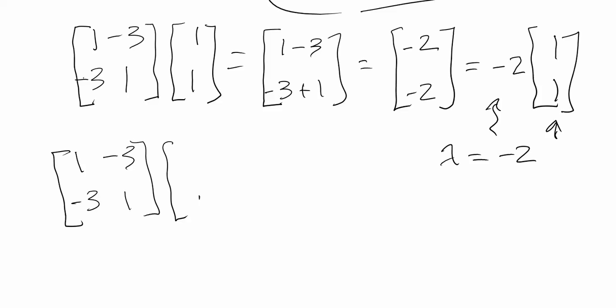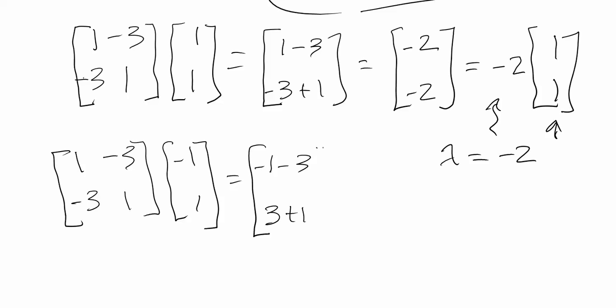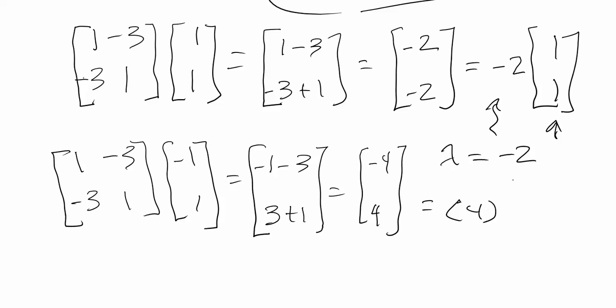Now let's check our other result, and that is we can take the original matrix and multiply it by the other eigenvector that we found above, and look at that result, and we get minus 1 minus 3 and 3 plus 1, which is equal to minus 4 and 4, which is indeed equal to 4 times this eigenvector, telling us that the associated eigenvalue is 4. So we've proved that we indeed solved the problem correctly.